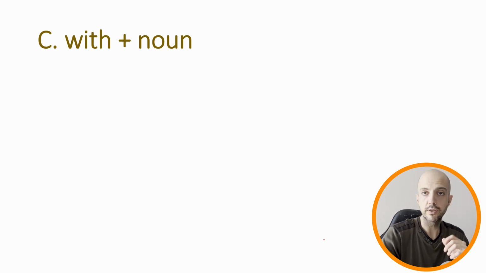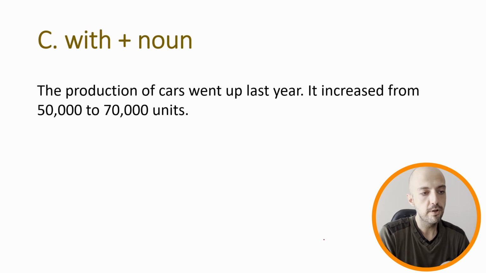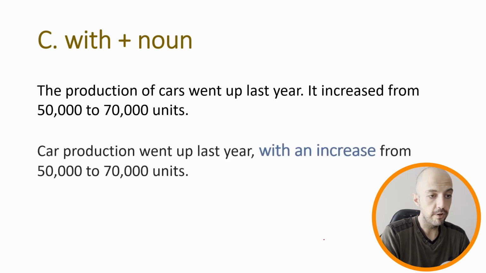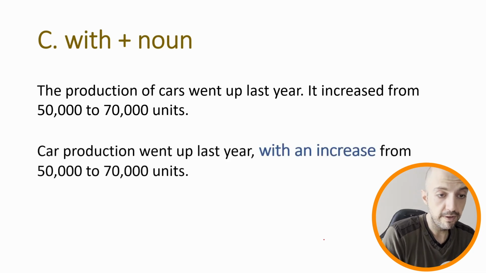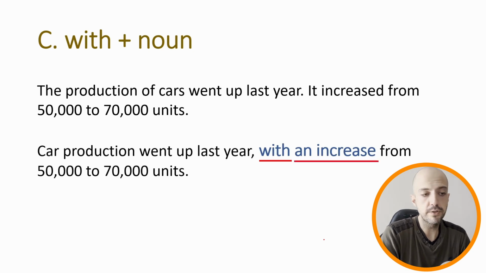2 more examples. The production of cars went up last year. It increased from 50,000 to 70,000 units. Car production went up last year with an increase from 50,000 to 70,000 units.